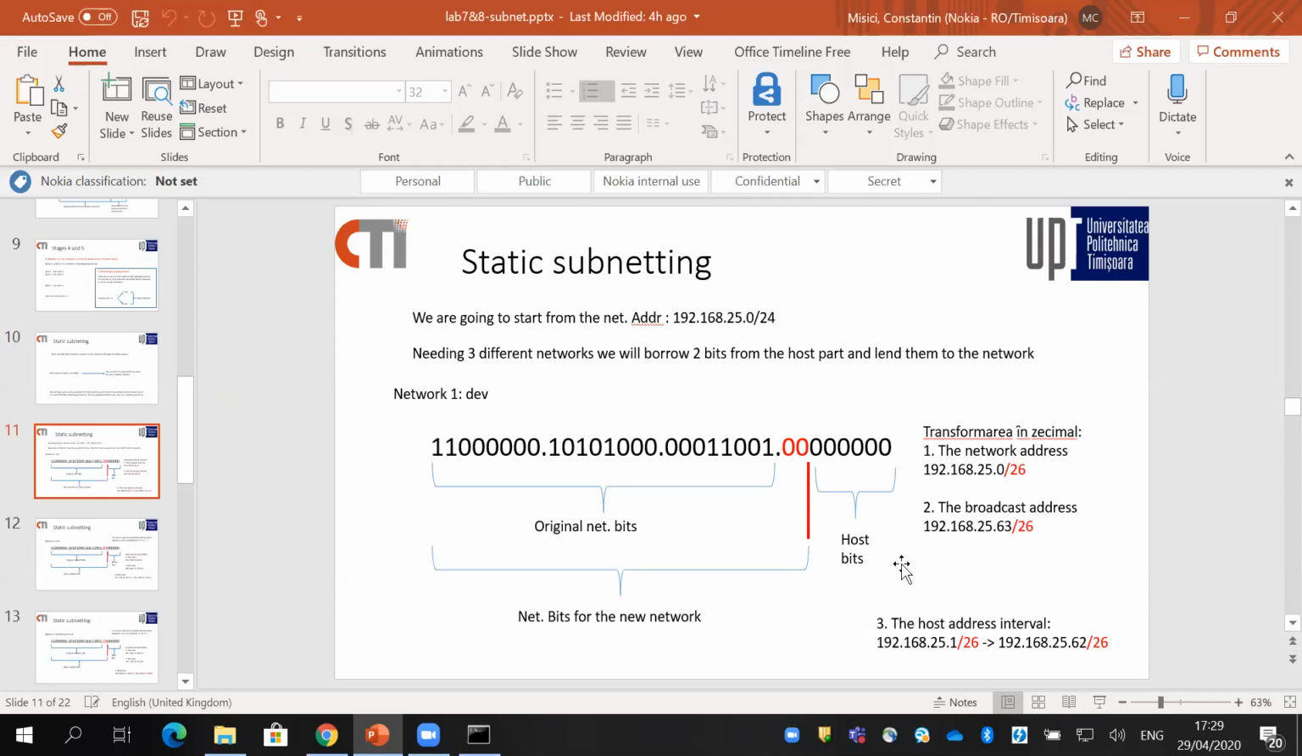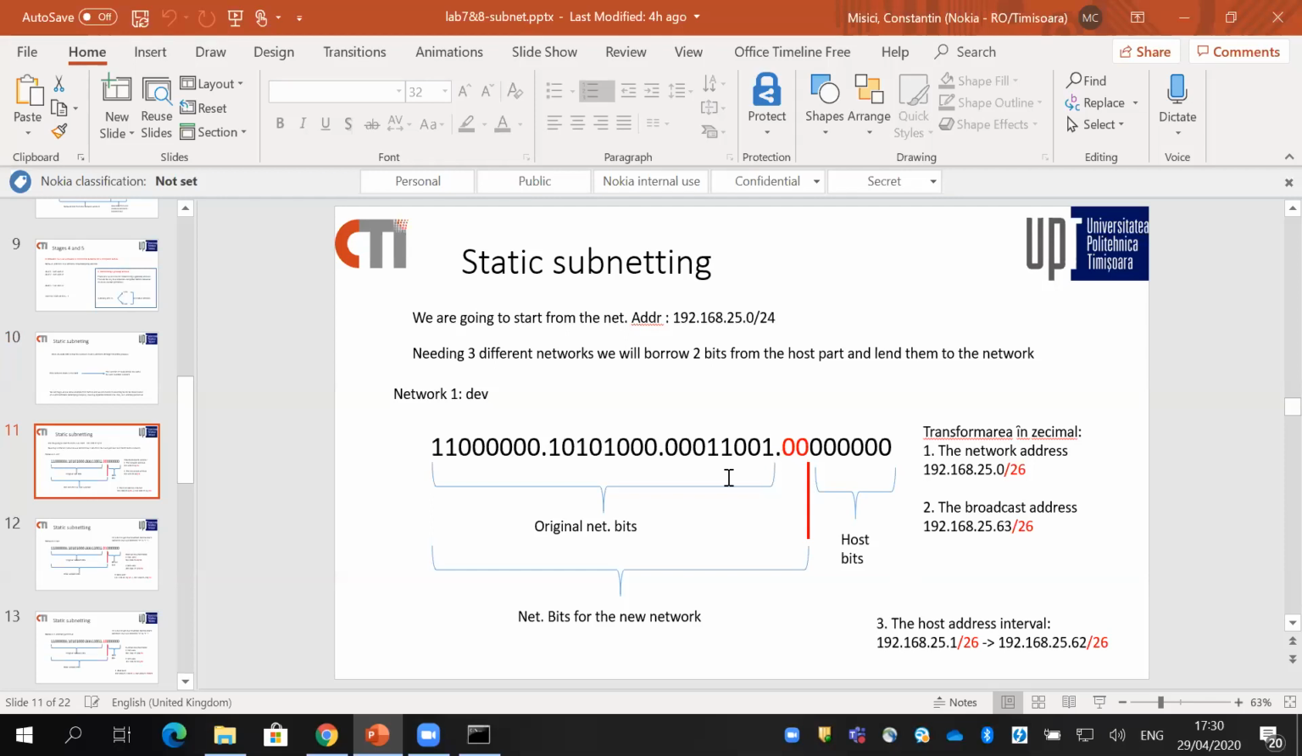Do you agree? Yes. Everyone? Sure? Yes. Okay, why isn't 1 bit enough? You only have the value 0 or 1. Exactly. Now, if we have these 2 bits, we will borrow them from the host part and add them to the network part.